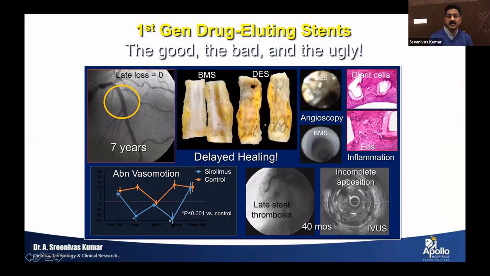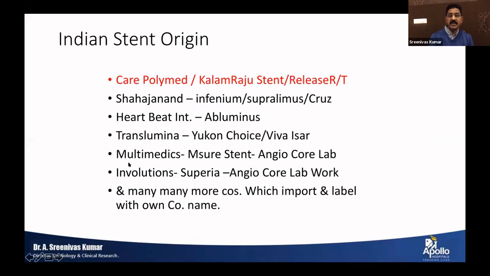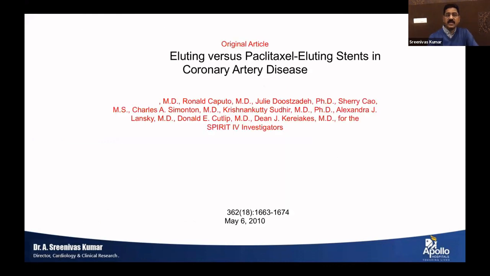So research went on how to avoid this, and a lot of different drug-eluting stent platforms came, some stainless steel, some cobalt chromium. Then the Indian companies also started doing it, and one of the first ones was Care Polymed. There were all coiled stents before, then later they started becoming tube stents. I would take you through the stent anatomy in a short while.